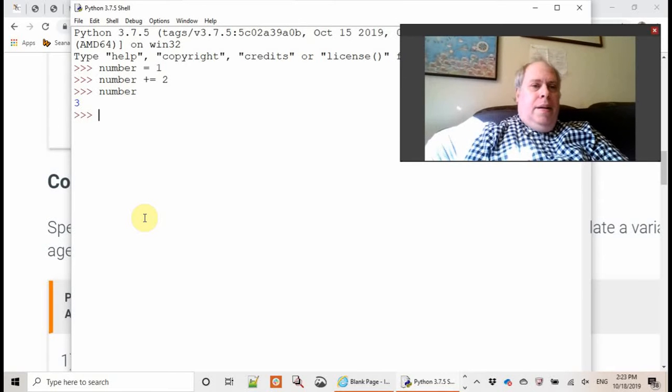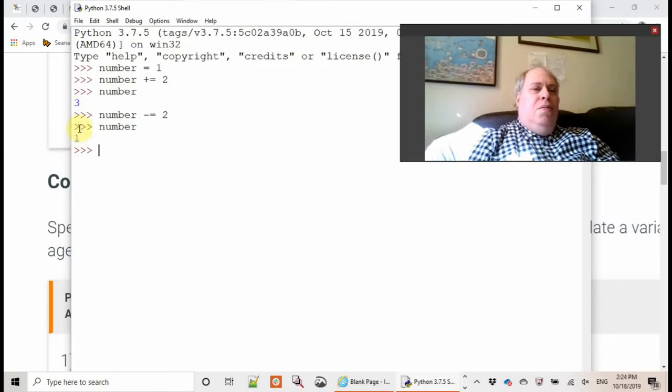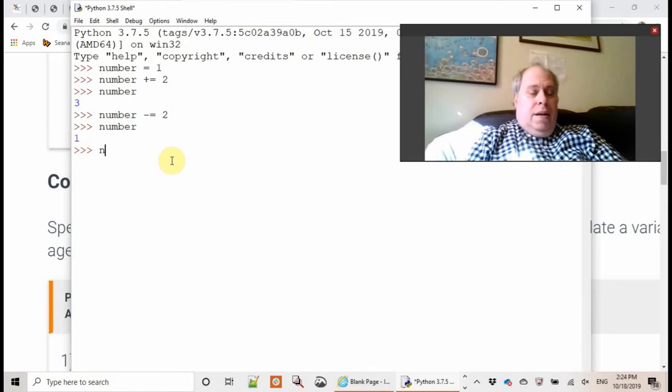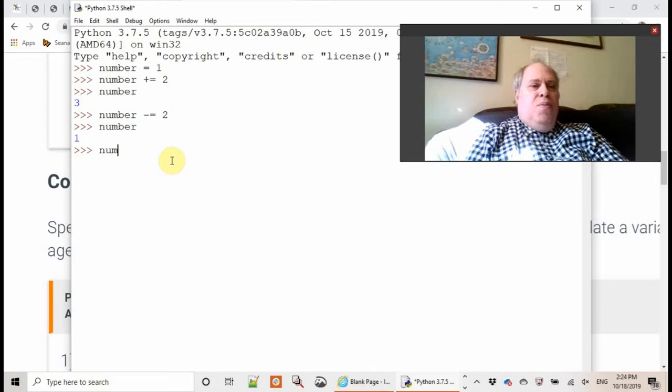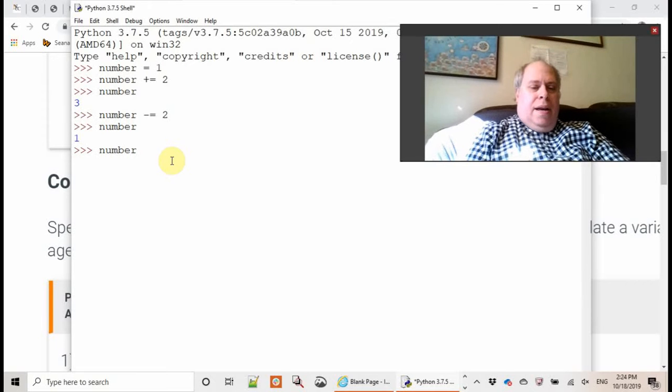You guys see that? Now, if I do number minus equals 2, it's going to take the 2 away that I just added. It does the opposite, and now number is 1. If I do number times equals 3, number is 3. If I did it again, it would be 9.